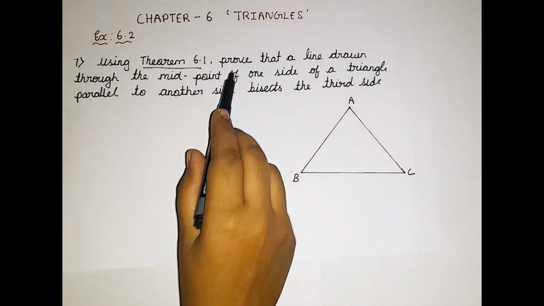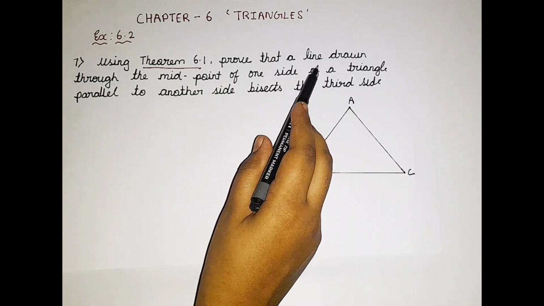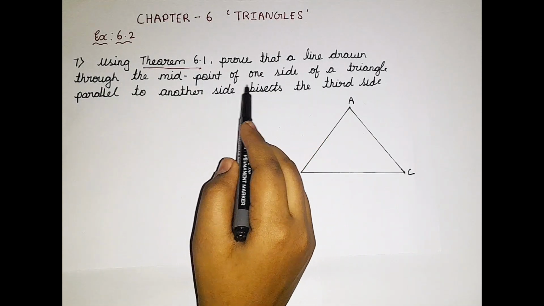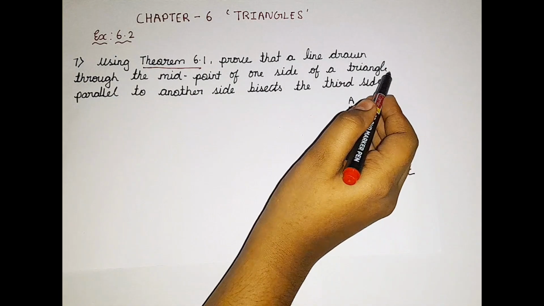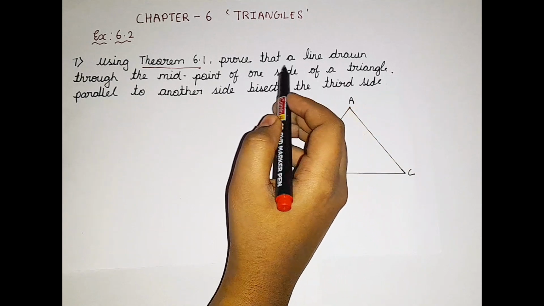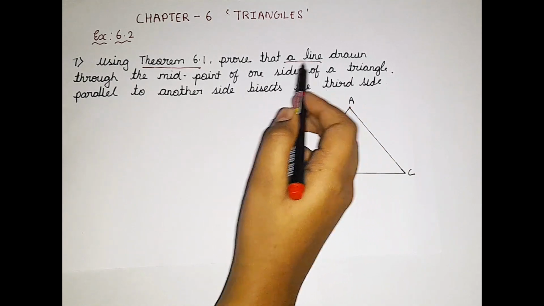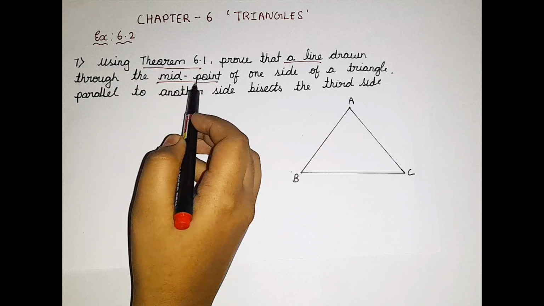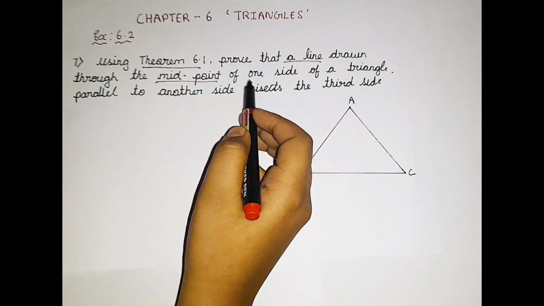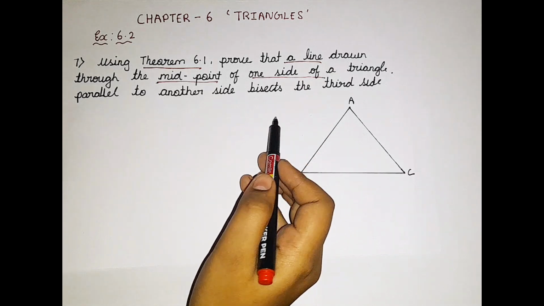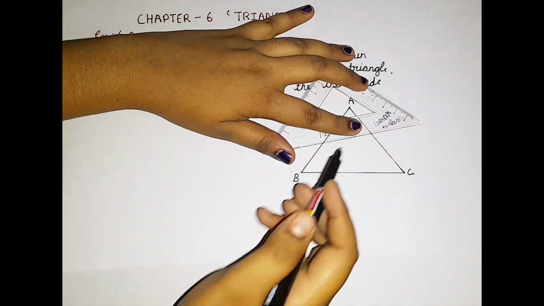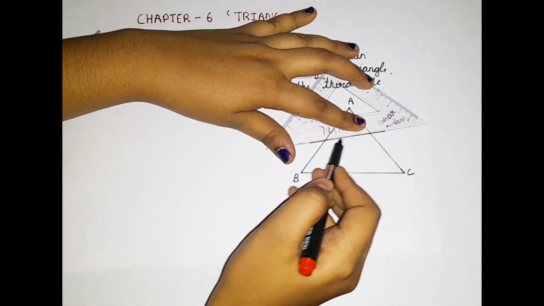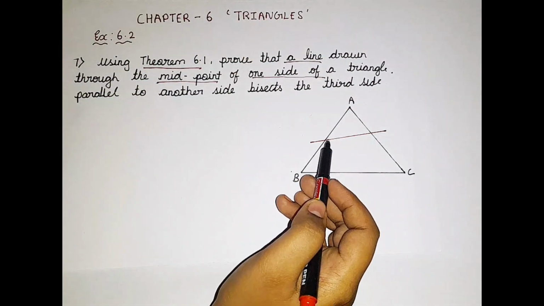According to the question, we are supposed to prove that a line drawn through the midpoint of one side of a triangle. So we are going to be focusing on this line for now, till here. We are supposed to prove a line which is drawn through the midpoint. Midpoint means the middle. So midpoint of one side of a triangle. We are supposed to draw a line. So now let us draw a line. Okay, now we just drew a line.